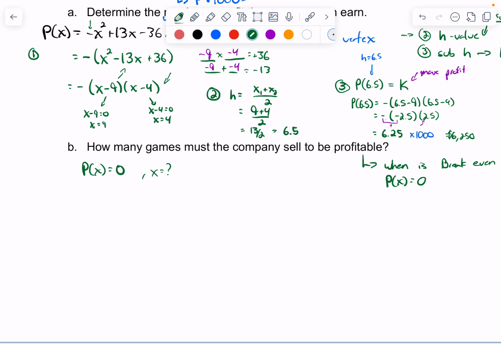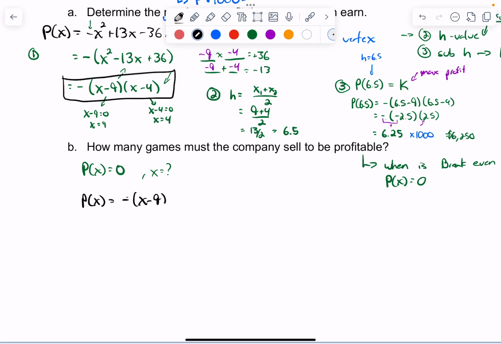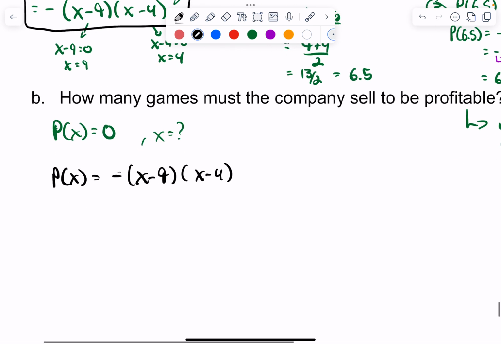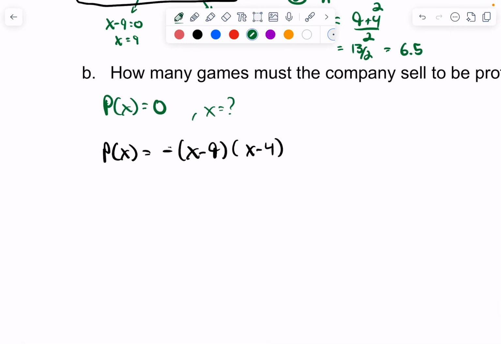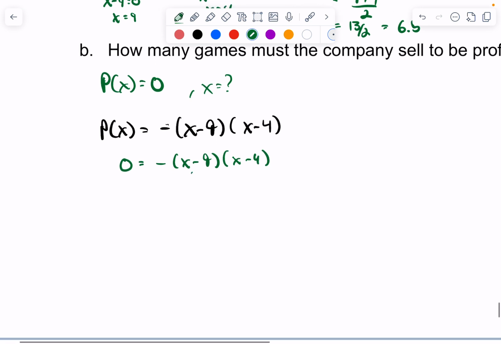So take your p of x equation. I know we've already factored it, and it's right here. This is our factored form, so we'll just write that: minus x minus 9, x minus 4. You're looking for when this is 0. Well, there are 2 points. There is a point when x minus 9 equals 0, so when x is 9, and then right here. So it's kind of a repeat of the previous question, we had to solve these values.